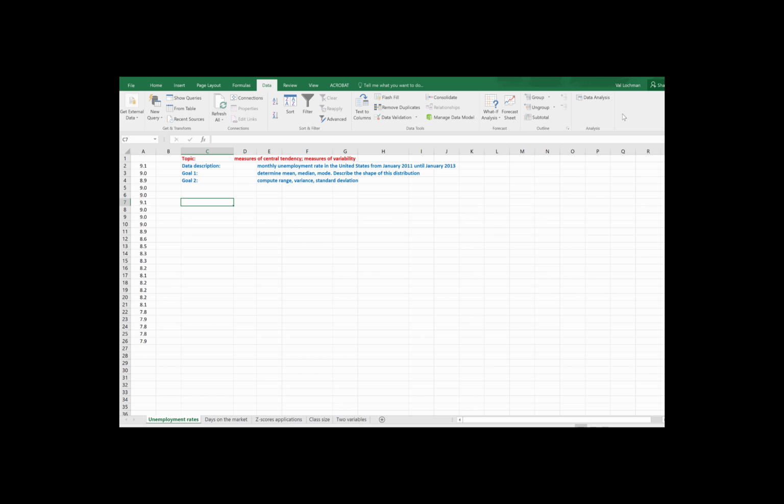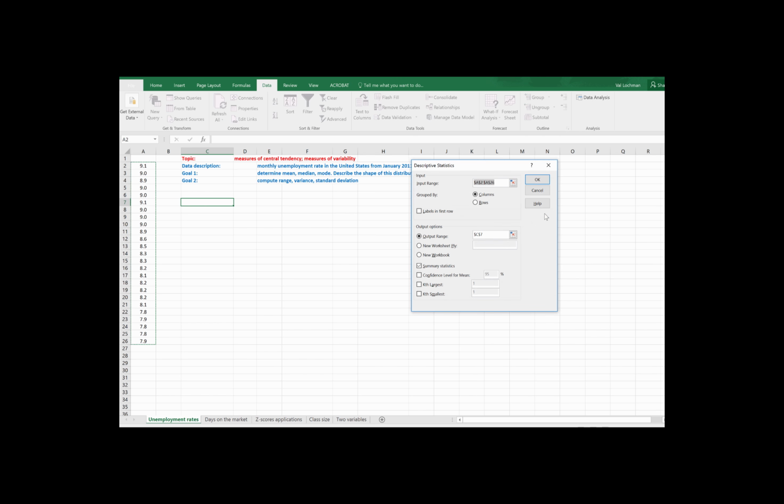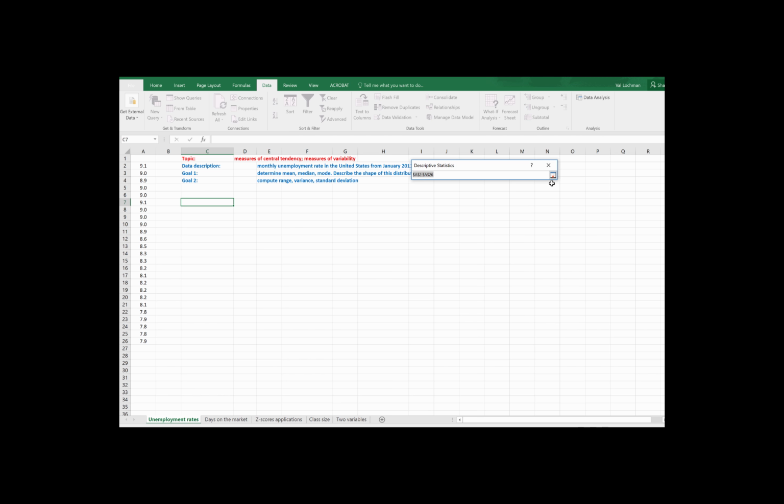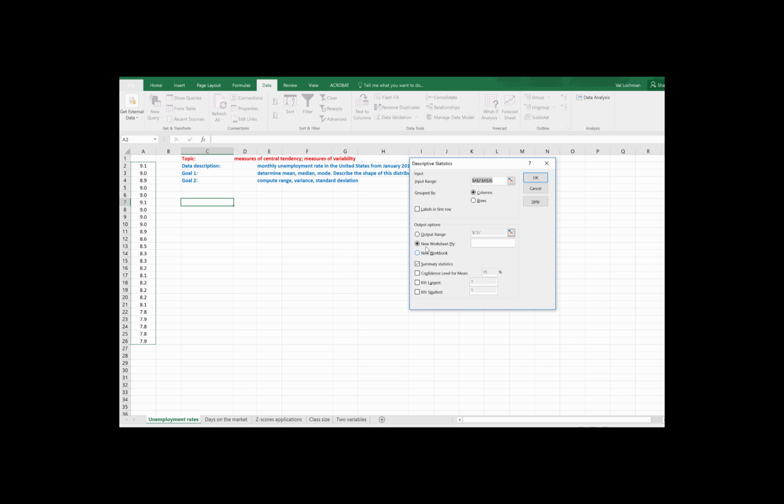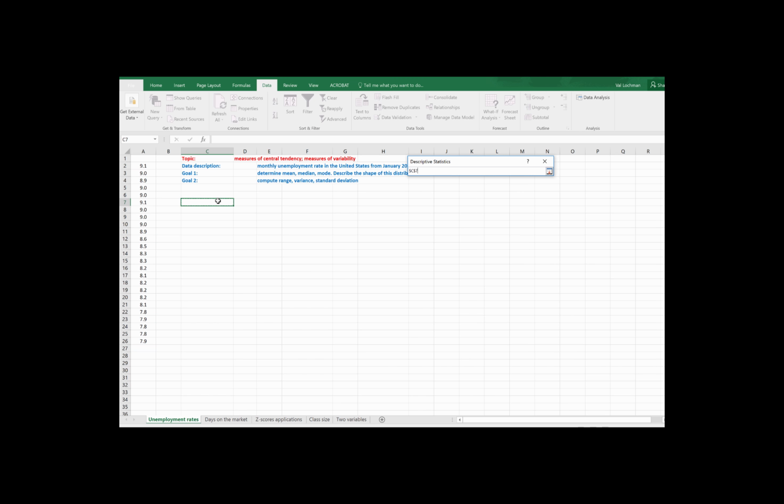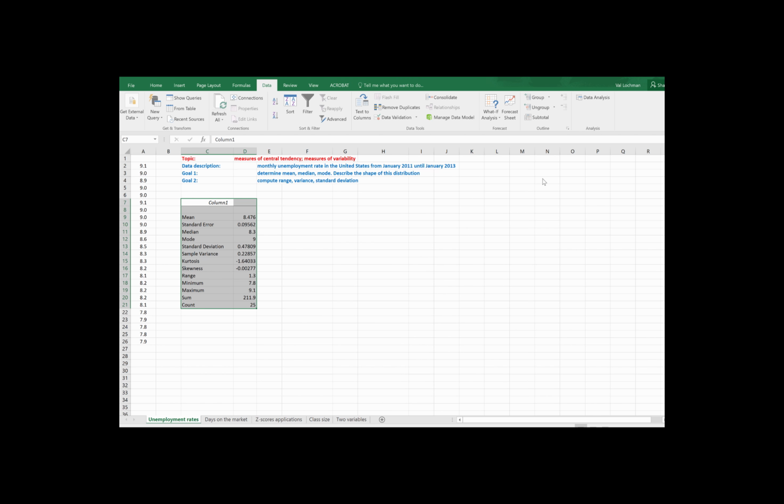We're going to go to Data tab, Data Analysis. We're going to choose Descriptive Statistics, and in the Data Input, we're going to highlight the cells where our data is stored. Okay, so just like before. Then over here, you probably have new worksheet checked in. So check output range and highlight the cell where you want your output to be produced. Okay, and then check summary statistics, press OK, and you're gonna get all of these numbers here.